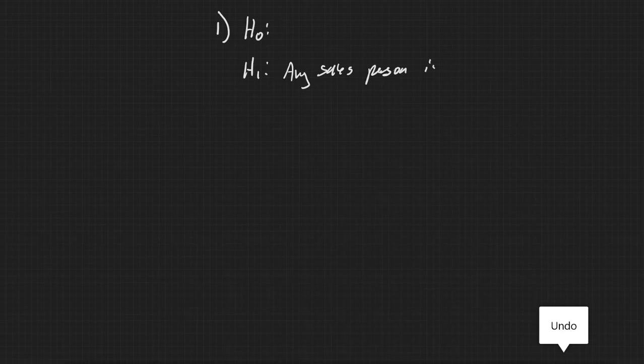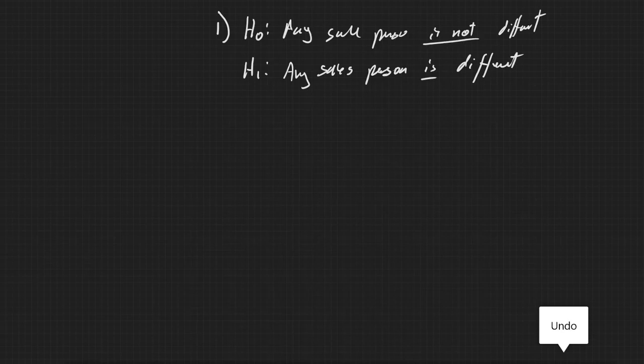Step 1, hypothesis in plain English. The hypothesis is that I want to know if any salesperson is different. And so the null is the exact opposite: my null hypothesis is that no salesperson is different. We're not saying that they're all the same. We're saying that they're not different, and we'll have to go back to the beginning of hypothesis testing to get into the weeds on that particular statement, but there it is.